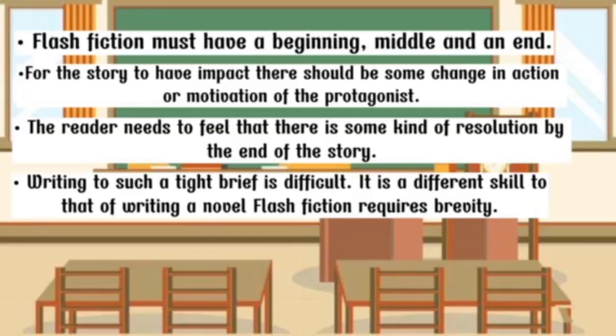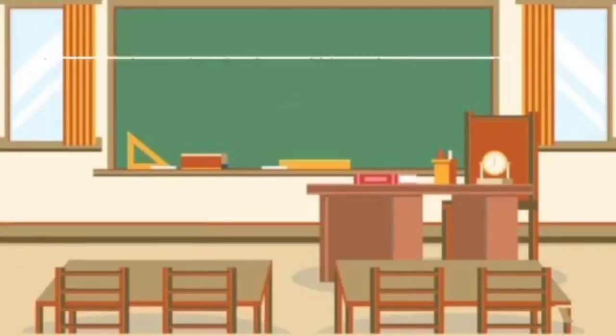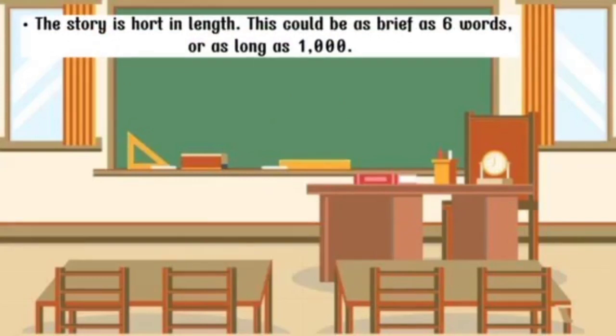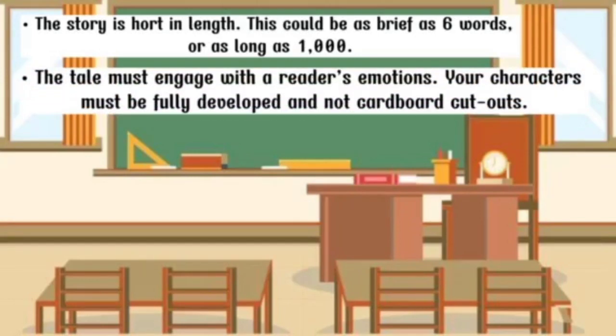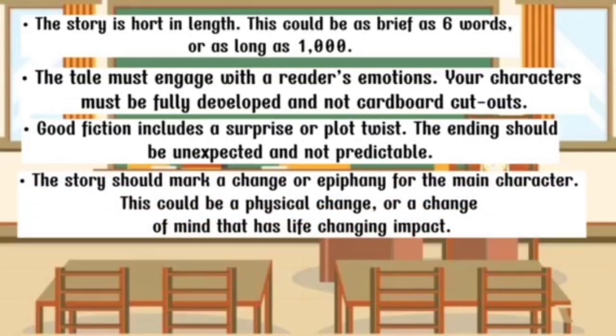Flash fiction requires brevity. The essentials of flash or microfiction: the story is short in length. This could be as brief as 6 words or as long as 1000. The tale must engage with the reader's emotion. Your characters must be fully developed and not cardboard cutouts. Good fiction includes a surprise or plot twist. The ending should be unexpected and not predictable. And the story should mark a change or epiphany for the main character. This could be a physical change or a change of mind that has life-changing impact.